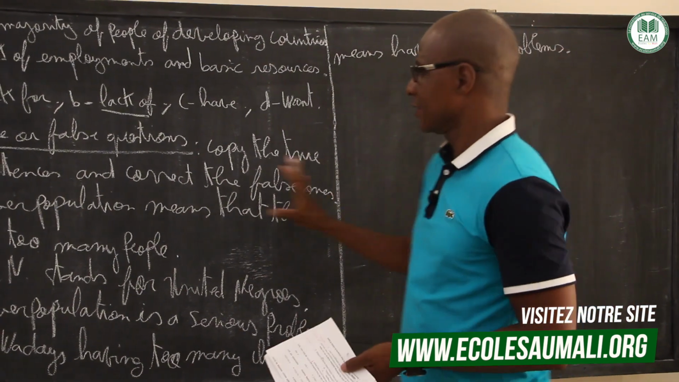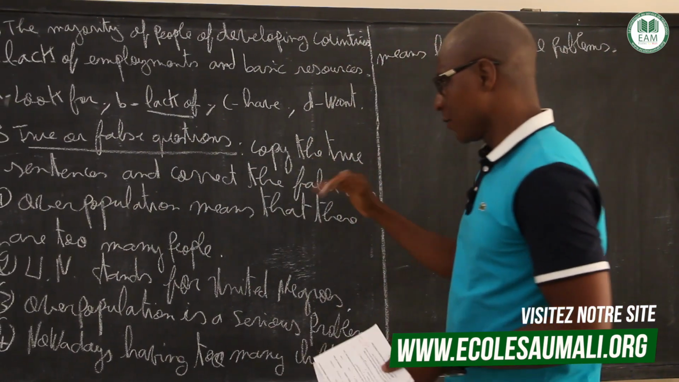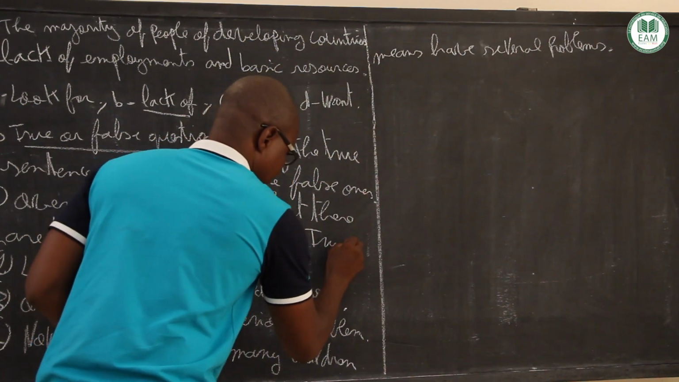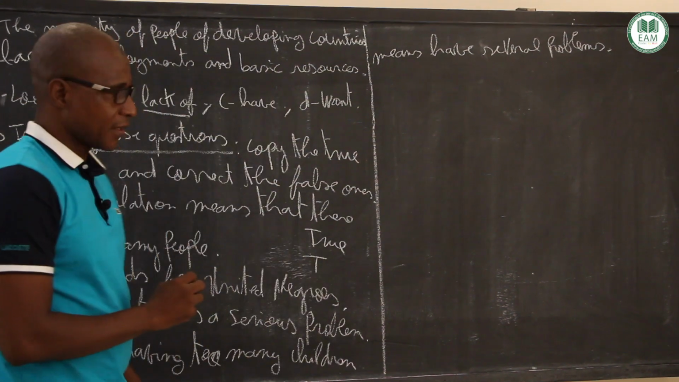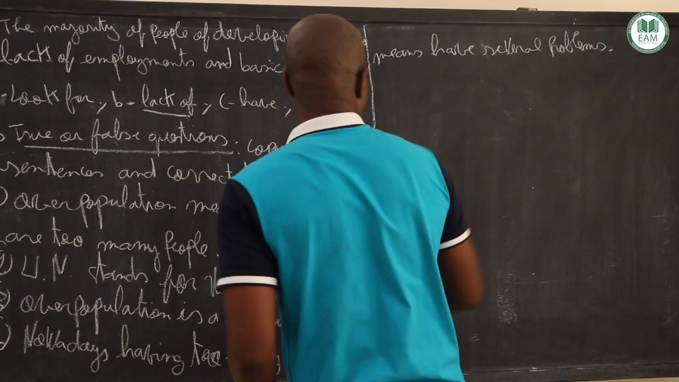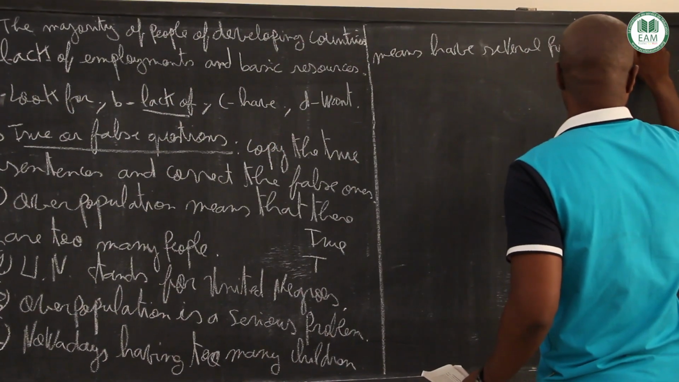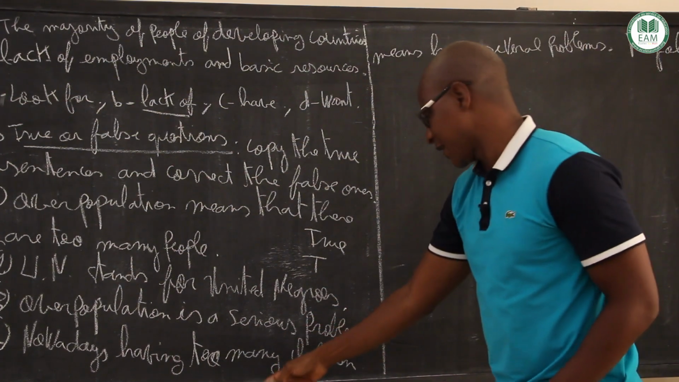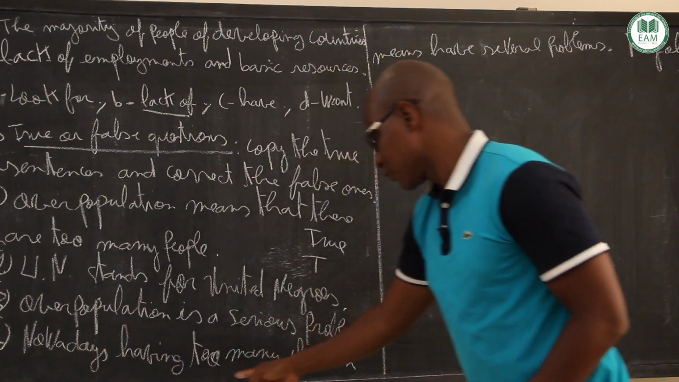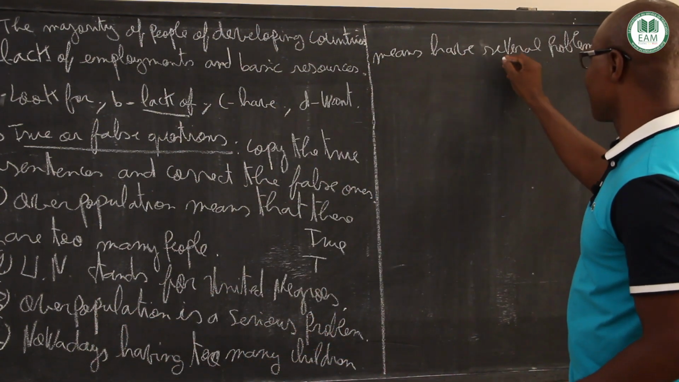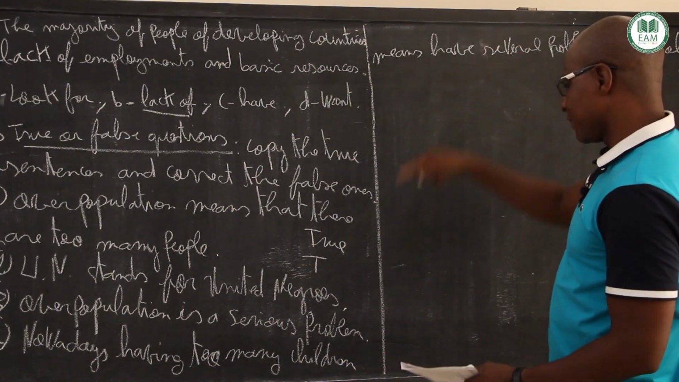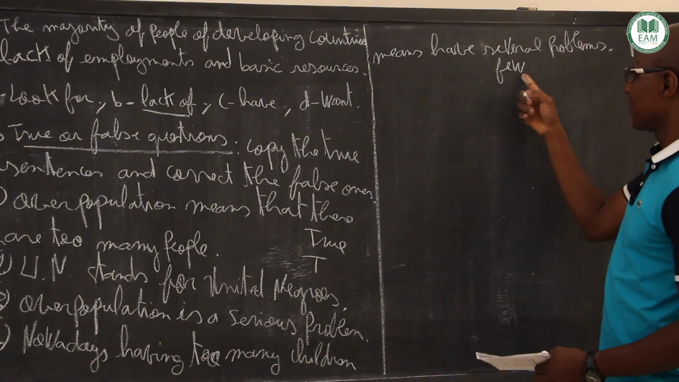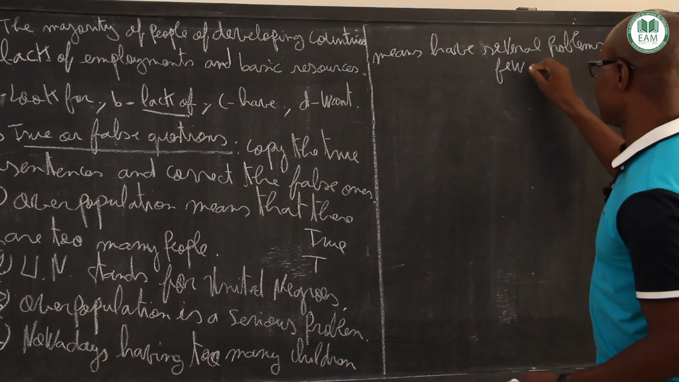Okay, that is about true or false. If you remark, I don't write true, I don't write T. And here, the last part, it is false. I don't write false also like that. Okay? I just correct in the text. Because in the text, we have nowadays having too many children means having several. That is in the text. But in the question, we have here few. That is not correct. That's why I changed few by several.